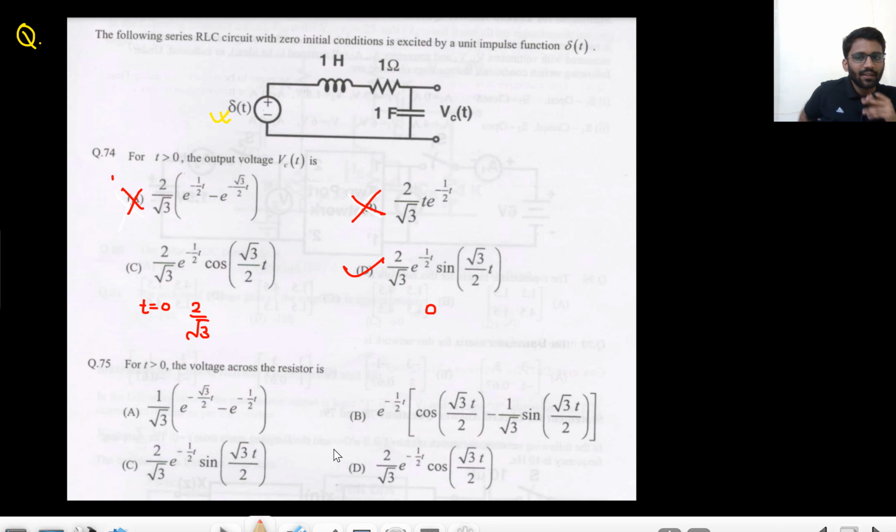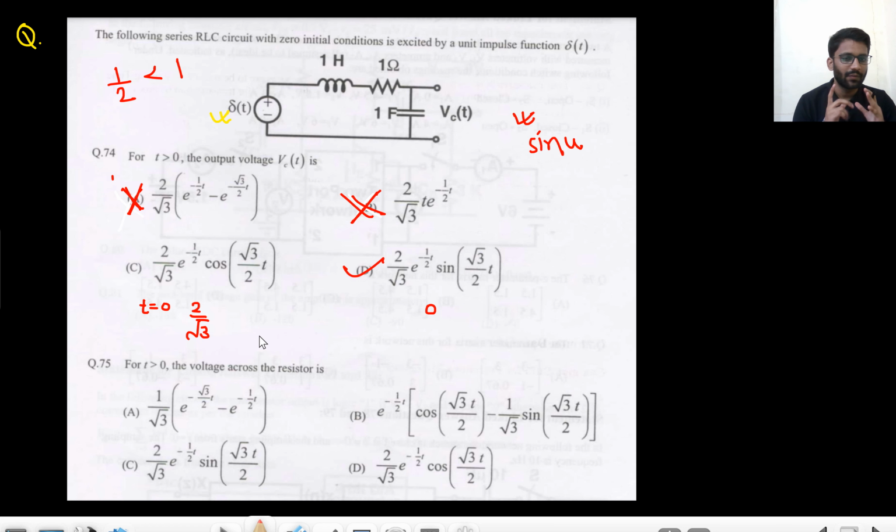How did I get there? First, I will see the damping. What is damping? Damping is underdamped. If it is underdamped, that means it will certainly have sinusoid or cosinusoid. How did I check the damping? That is alpha equals R by 2L, which is 1 by 2, and omega naught is 1. So I got to know that omega naught is greater than alpha. That means it is underdamped. If it is underdamped, it will have sinusoid and cosinusoid. These two options are cut.